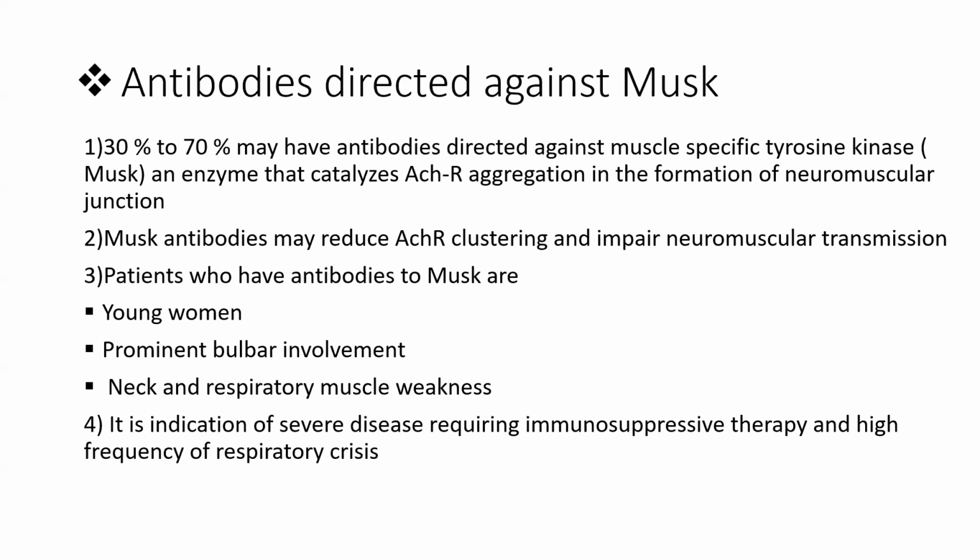Now, antibodies directed against MuSK. 30% to 70% may have antibodies directed against the muscle-specific tyrosine kinase, an enzyme that catalyzes the acetylcholine receptor aggregation in the formation of the neuromuscular junction. MuSK antibody may reduce the acetylcholine receptor clustering and impair neuromuscular transmission. Patients who have antibodies to MuSK are younger women, with prominent bulbar involvement, and neck and respiratory muscle weakness. It is an indication of severe disease requiring immunosuppressive therapy and a high frequency of respiratory crisis.